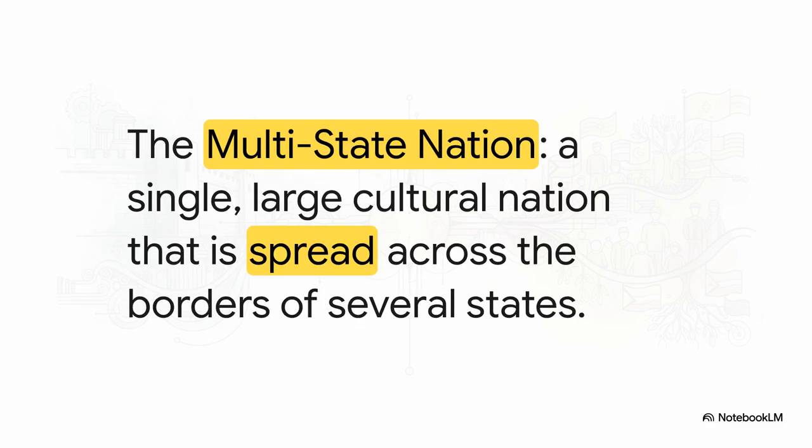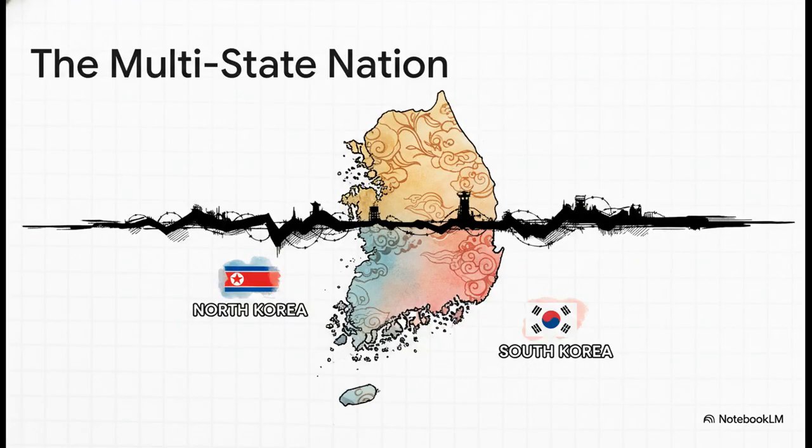And that brings us to our final main category. This one describes a situation where a single nation is so large or widespread that its people are actually spread out across the borders of several different separate states. The Korean people are such a powerful modern example of this. They are absolutely one nation with a shared language and heritage, but they're divided into two totally separate sovereign states, North and South Korea. The Yoruba people are another great example, with their nations spanning across Nigeria, Benin, and Togo.